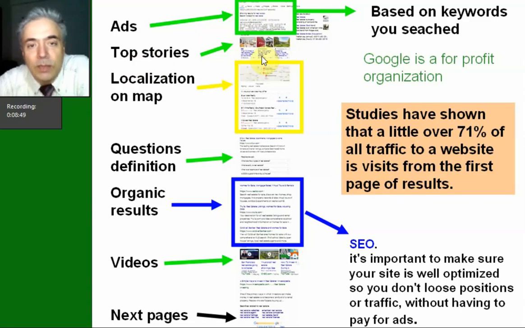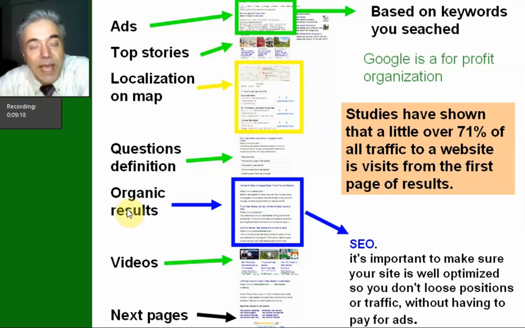And then after comes some top stories, right? Maybe it's some news or whatever, and then localization on the map. For example, if you're looking for a gym, it's going to show on the map how many gyms there are in the city. And if you show up in the first positions, you're more likely to be the one who gets the customer who is looking for that gym. And then come the questions. For example, how to do this, what is a gym, the definition of the word that you searched.